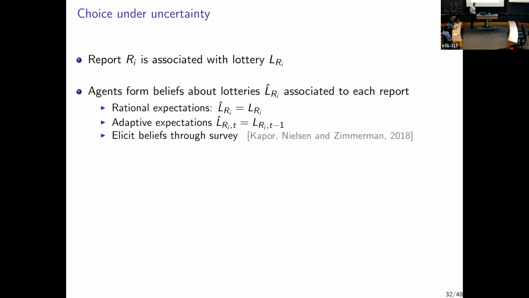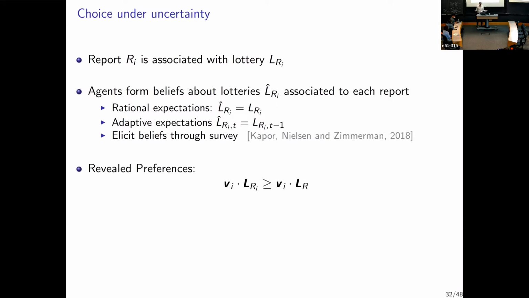You can also think that maybe last year the mechanism was run and parents have access to some of the outcomes, and maybe they can construct the lotteries based on what happened last year. Or like in a paper by Kapor, Neilson, and Zimmerman, published in the AER in 2018, you can go out and ask the parents what they think the probability of getting assigned to a school is, if they rank it first, if they rank it second, and so forth. But you need to come up with a way to form these beliefs, and I'm going to talk a little bit about that, but that's going to be a component of the analysis.